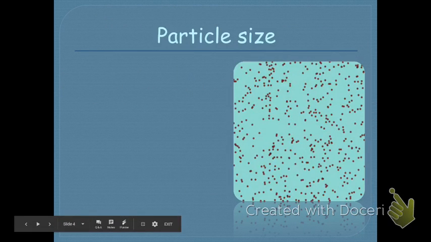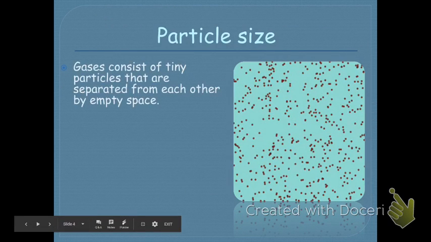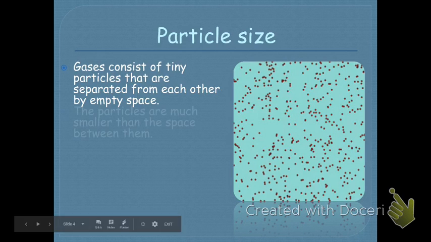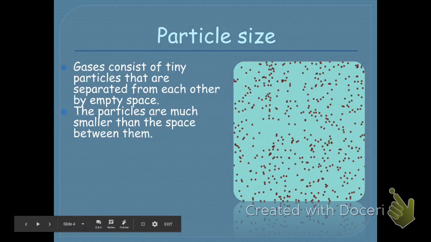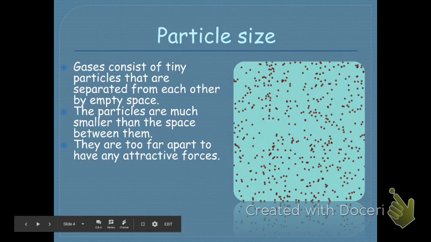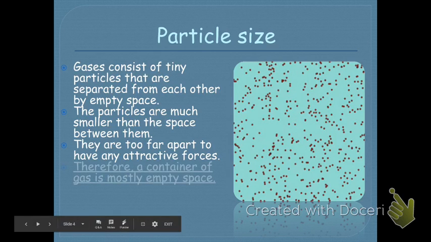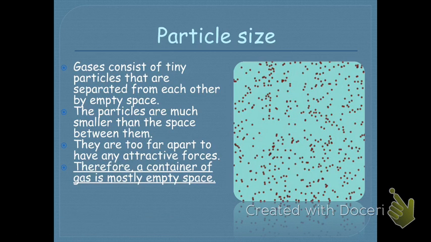So particle size: gas particles are tiny, and they are separated from each other by great distances. In fact, the distances between the particles are a lot larger than the particles themselves. And because they're so far apart, they're not attracted to each other. There's no attractive forces, like the magnetic positive, negative forces. And so, since they're so far apart, they're mostly composed of empty space. So it's really, really low density. They're not closely packed together.